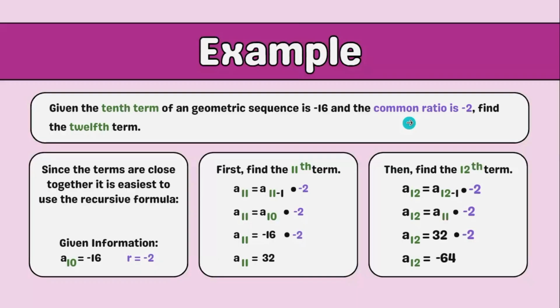Next, we calculate the 12th term. We multiply 32 by negative 2. 32 multiplied by negative 2 equals negative 64. This example demonstrates an important property of geometric sequences. Each term is obtained by multiplying the previous term by the common ratio. We can also observe that because the ratio is negative, the sign of the terms alternates between positive and negative.